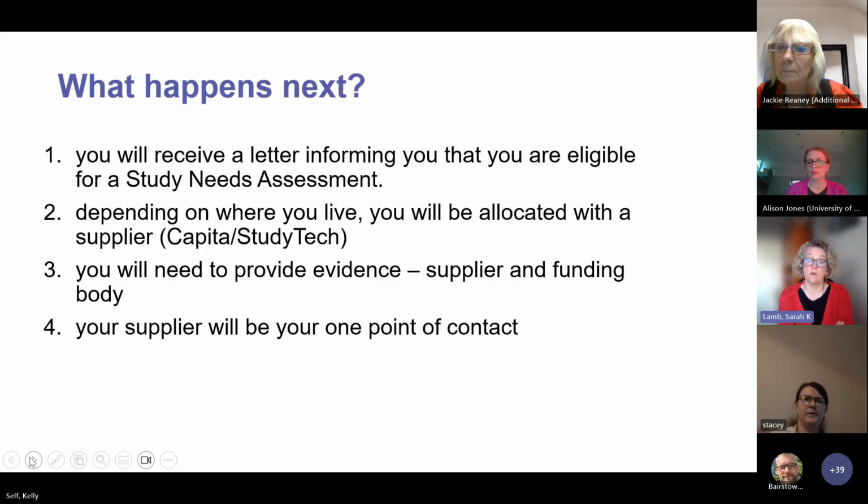Also, just to mention that when you get the letter, the assessment centre, either Capita or Study Tech, will also get information about you, so they will make contact with you to book that appointment. But again, specify if you want it face to face or in person. It's definitely your appointment, so please do specify.